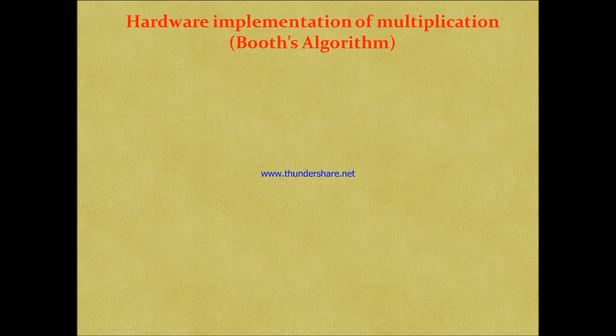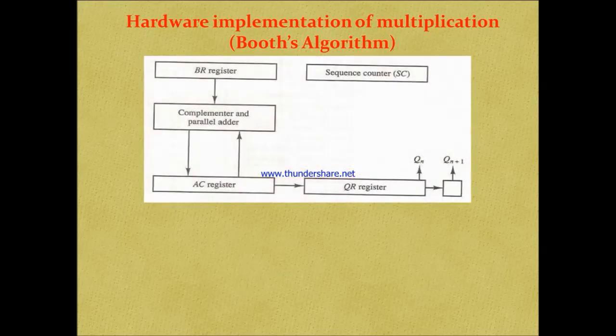So now we will see the hardware implementation for multiplication using the Booth algorithm. This is the hardware that is required to perform the Booth algorithm. Here, one by one, you can easily see the parts of this particular hardware implementation. So this is the QR register. This contains the multiplier. This BR contains the multiplicand.